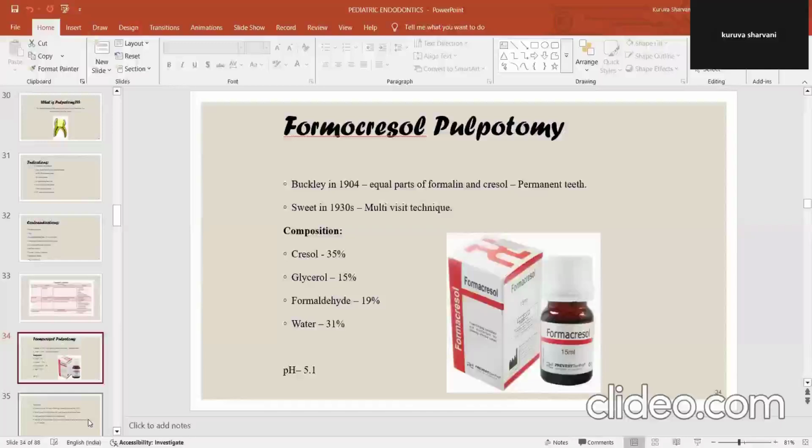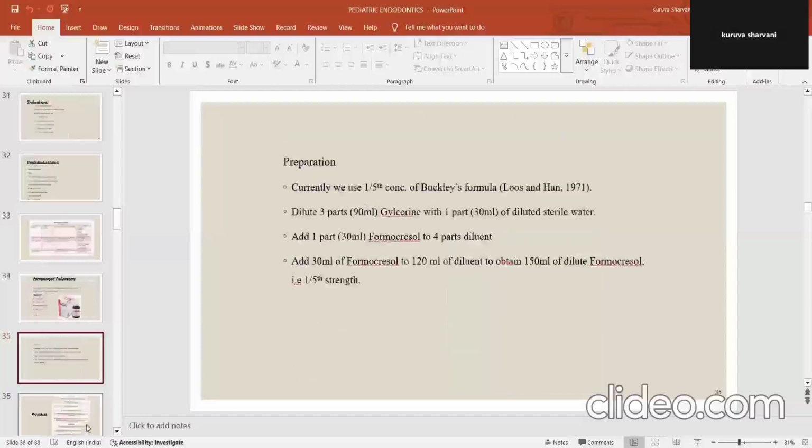So what is the composition of formocresol? This is also an important bit. Formocresol: cresol 35%, glycerol 15%, formaldehyde 19%, followed by water 13%. It was given by Buckley. The word pulpotomy, that is formocresol pulpotomy, was initially given with Sweet.